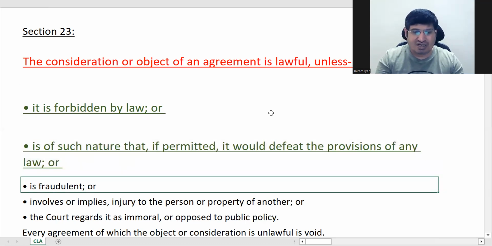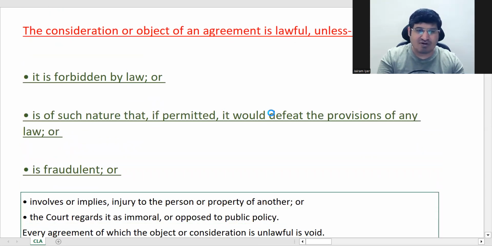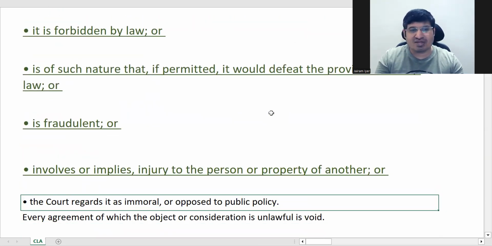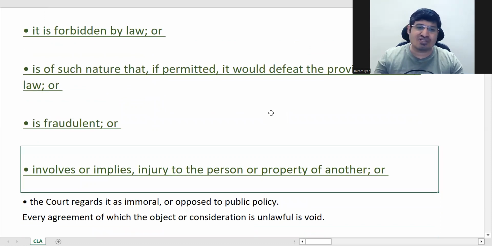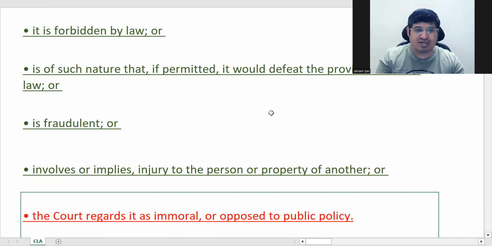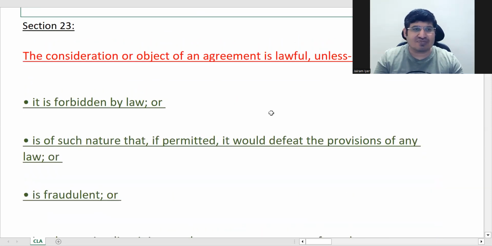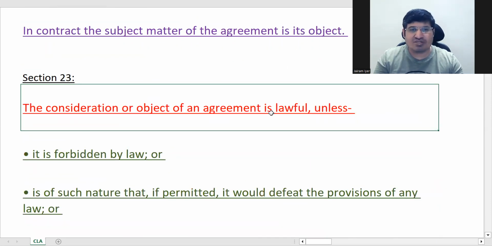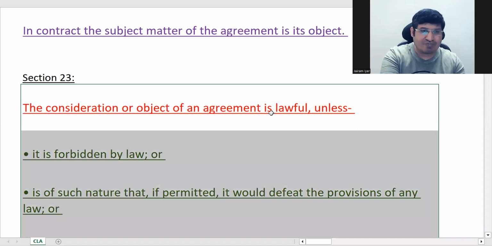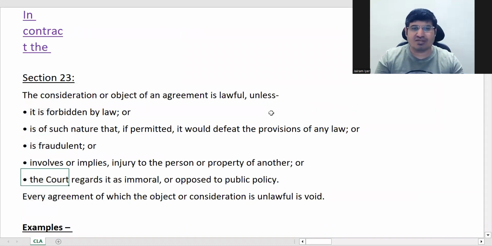Okay. Third is if it is fraudulent. Or it involves or implies injury to the person or property of another. Nothing can be allowed which causes injury to another person or his property. Fine. Then, if the court regards it as immoral or opposed to public policy. So these are the points for lawful object and lawful consideration, that is, when it will not be a lawful object or lawful consideration. When these things happen. All these things. Right. So we'll see examples of these.